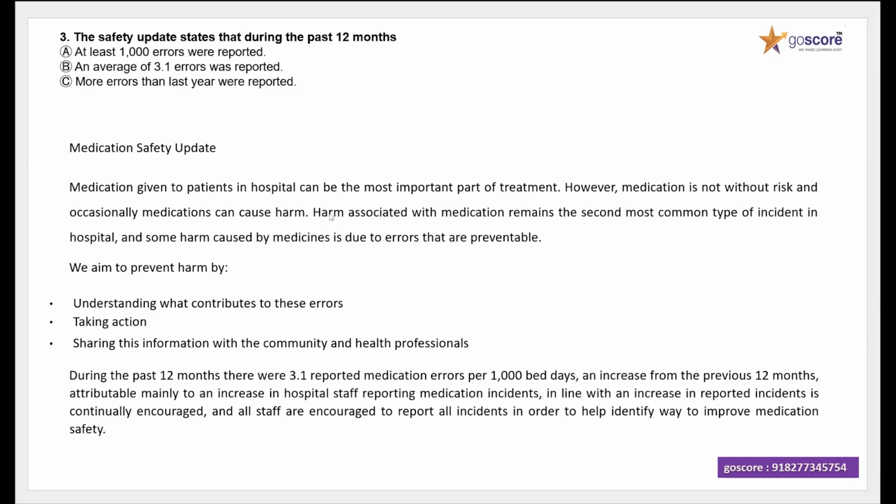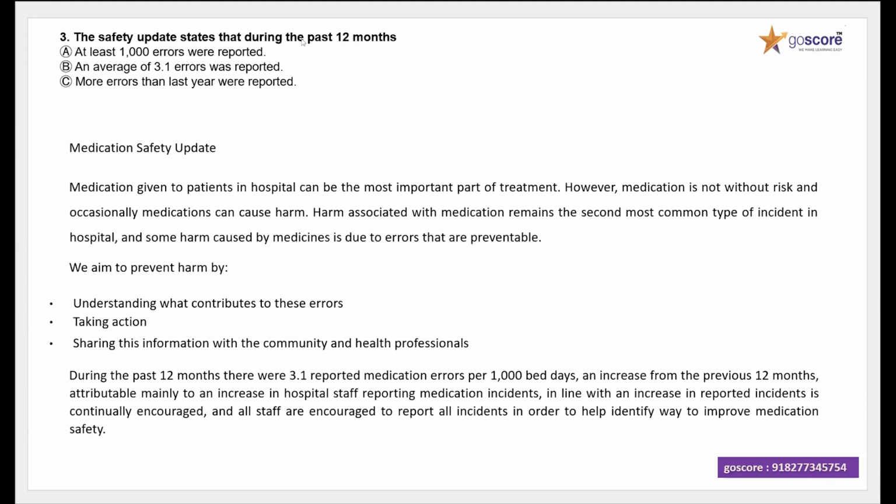Here, "an average of 3.1 errors was reported." If it is "errors," then "were reported." Correct. Plural, right? So, an average of 3.1 errors were reported. Now we have 2 options. So whether we need to read the complete paragraph or not.